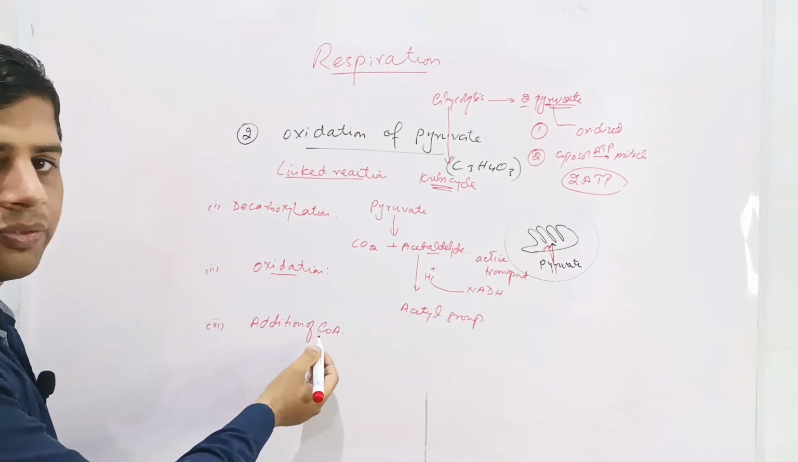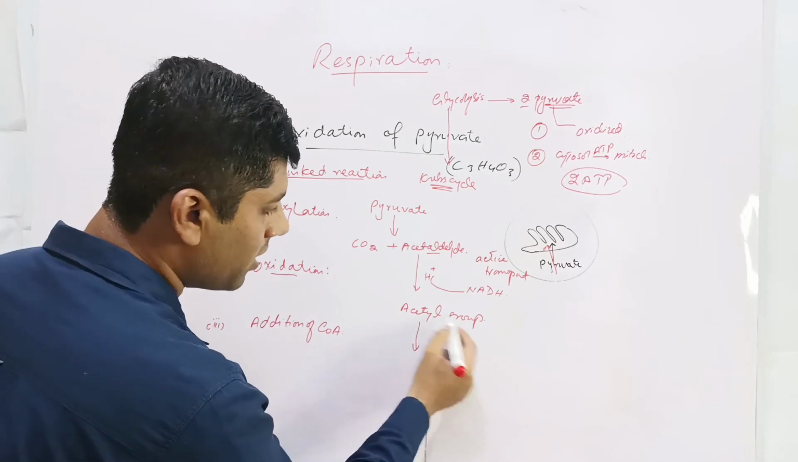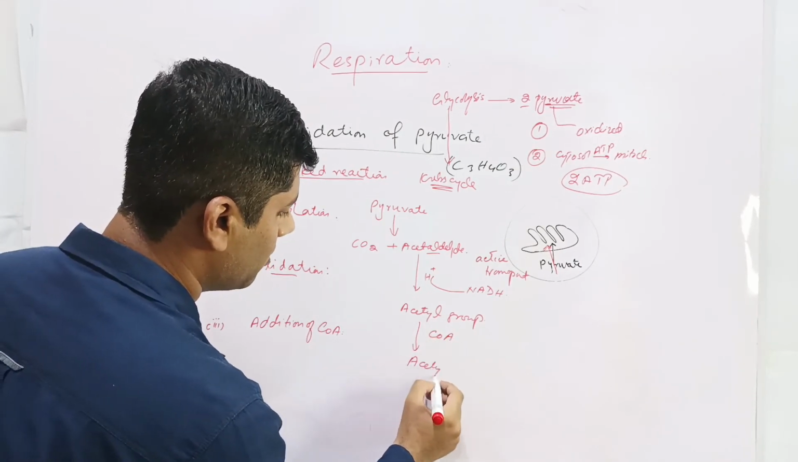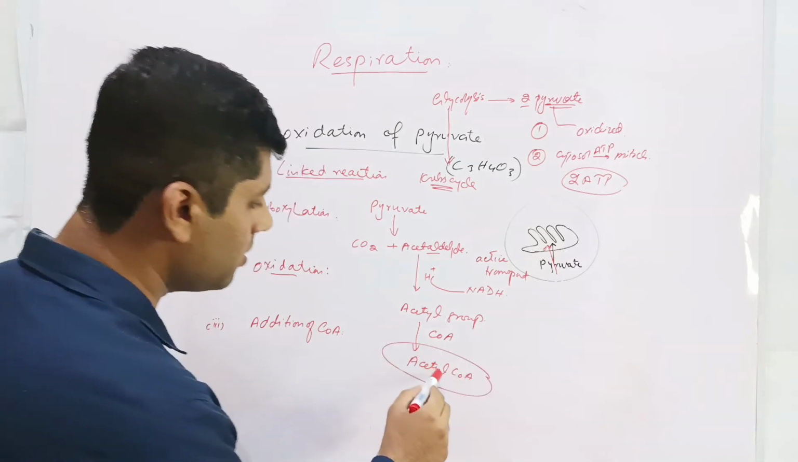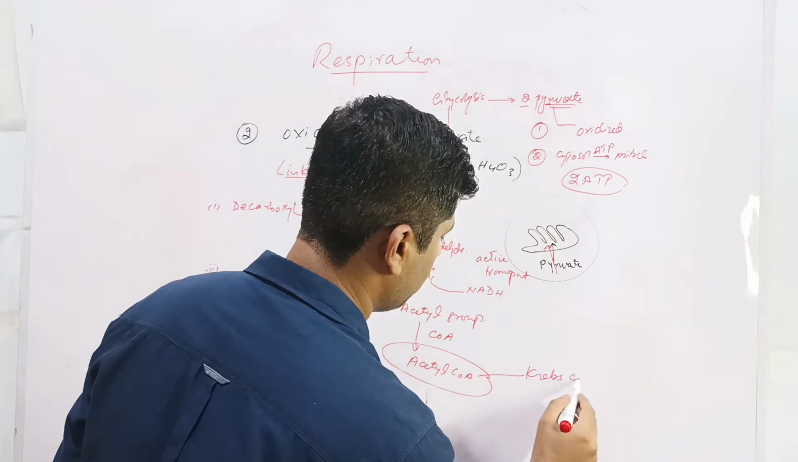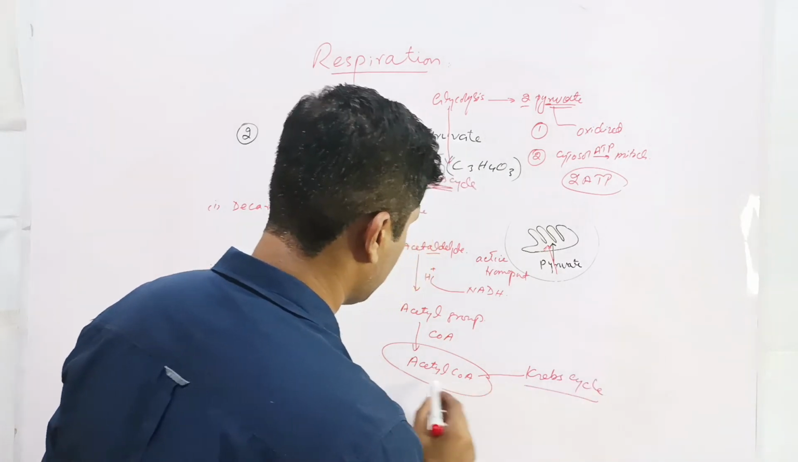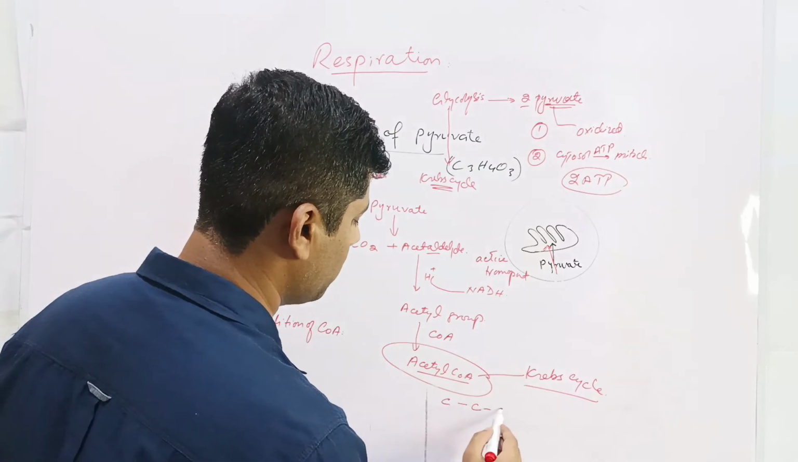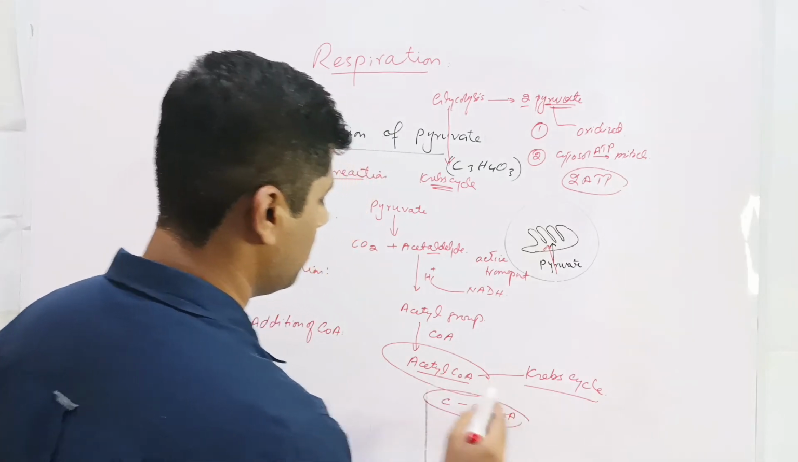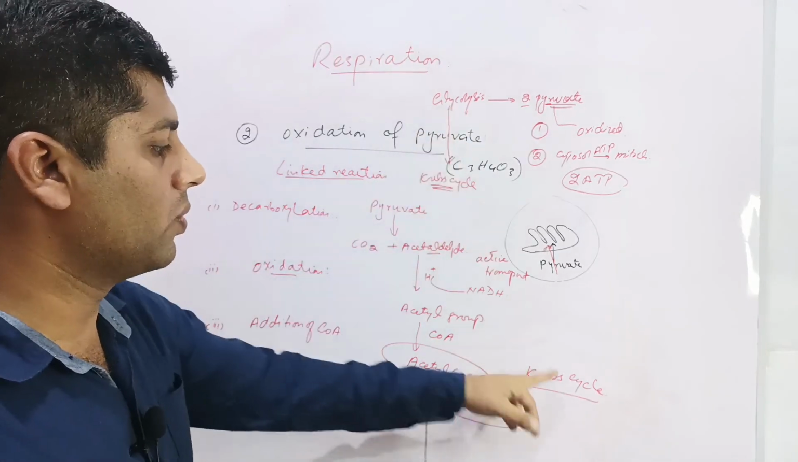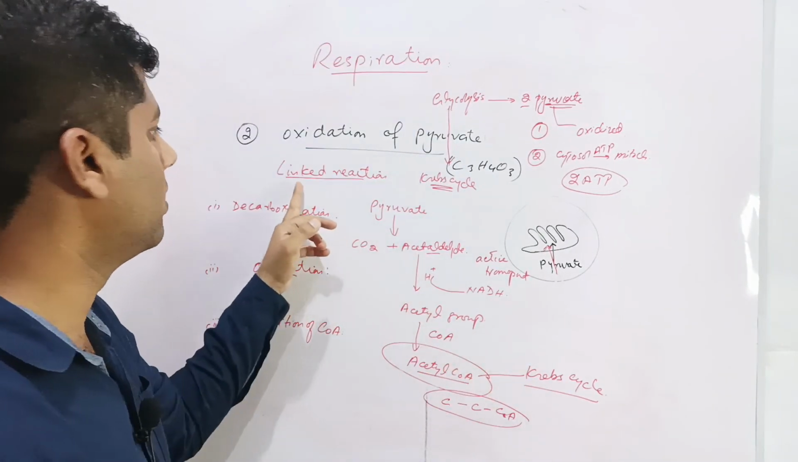Third step is addition of coenzyme A. To this acetyl group, coenzyme A is added, forming acetyl coenzyme A molecule. This is the molecule which enters the Krebs cycle. Acetyl coenzyme A is a 2 carbon molecule to which coenzyme A is attached. As these reactions are linking the glycolysis pathway to Krebs cycle, therefore it is called linked reaction.